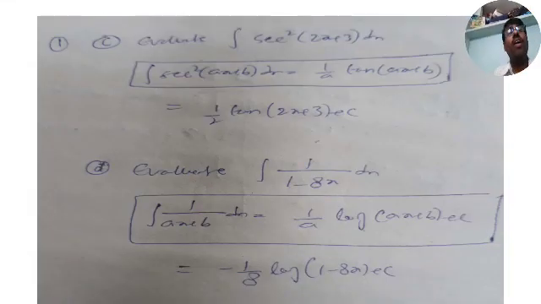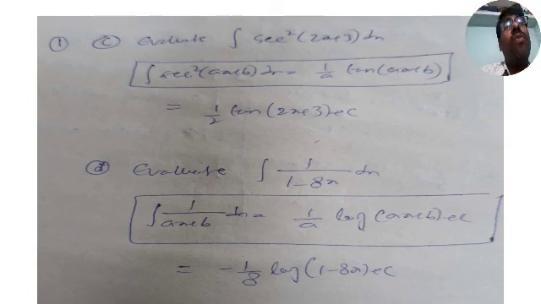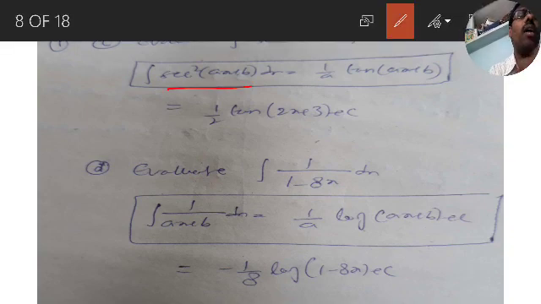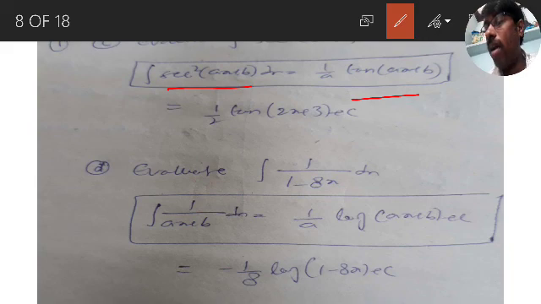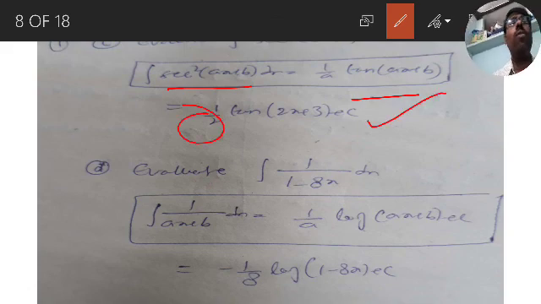Can you tell all this now? See, evaluate integration of sec square of (2x plus 3) into dx. Integration of sec square x is tan x. Integration of sec square of (ax + b) is 1 by a into tan (ax + b). Now in place of a you have 2, therefore it is 1 by 2 into tan of (2x plus 3) plus c.